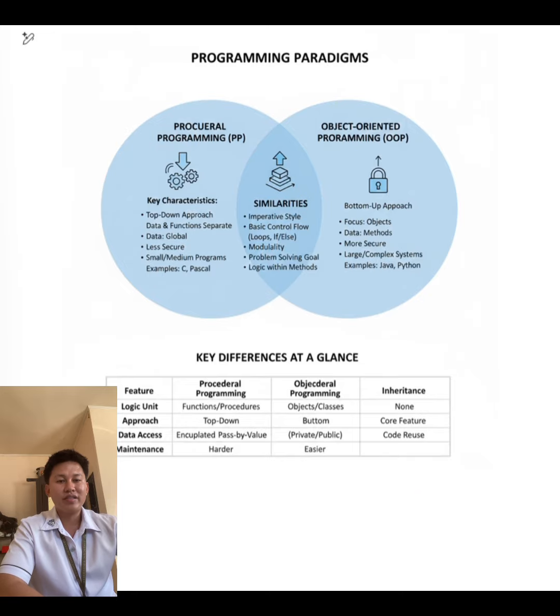They are different in structure and approach, but they share the same goal, which is to develop efficient and functional programs.